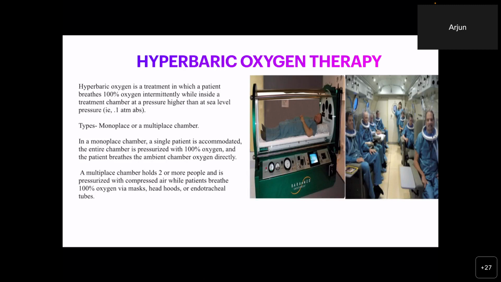Coming to hyperbaric oxygen therapy, hyperbaric oxygen is a treatment in which the patient breathes 100% oxygen intermittently while inside a treatment chamber at a pressure higher than sea level pressure. Basically, there are two types: monoplace and multiplace chambers. In a monoplace chamber, a single patient is accommodated. The entire chamber is pressurized with 100% oxygen, and the patient breathes the ambient chamber oxygen directly. A multiplace chamber holds two or more people and is pressurized with compressed air, while patients breathe 100% oxygen via masks, head hoods, or endotracheal tubes.